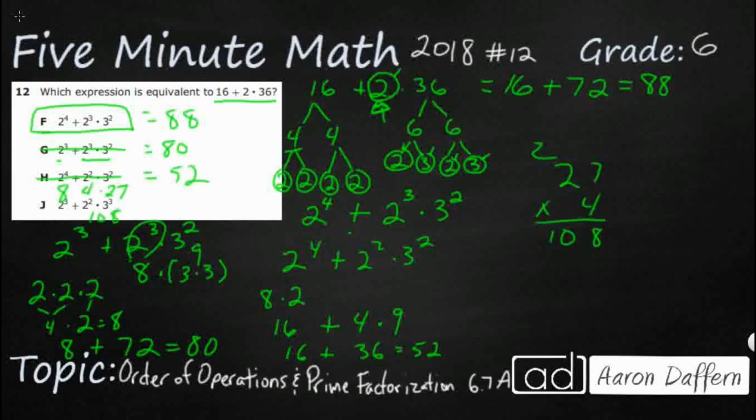I'll do my last one up here. 8 plus 108. That makes 116. So, answer is F.